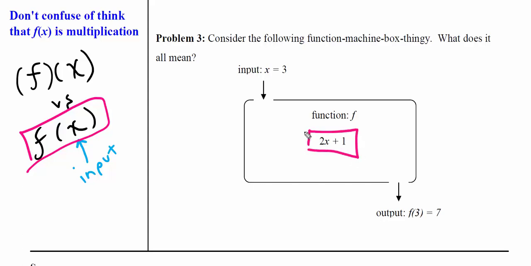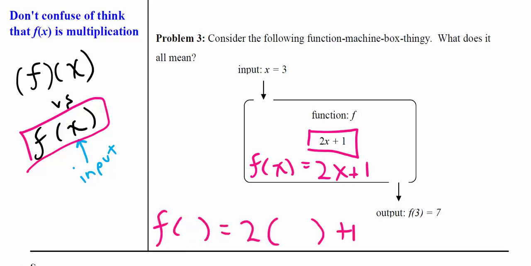So in this case, the function itself is 2x plus 1. If I were to write this out, this function is f of x equals 2x plus 1. And what we're proposing is, what if the input were 3? In other words, if I plug in a 3 for x, what would the output be? What would the outcome be? So I am using my parentheses to substitute.